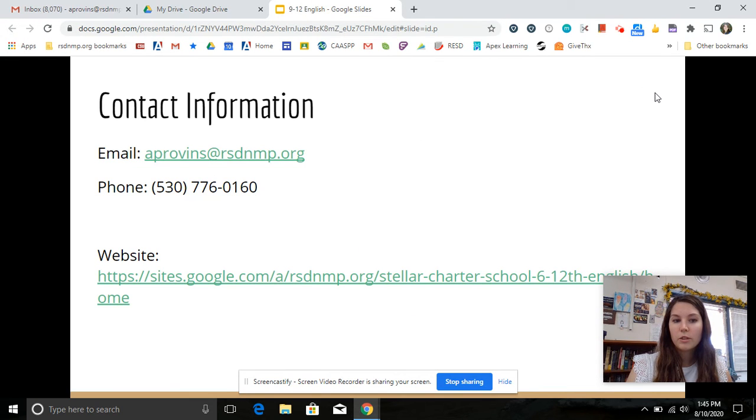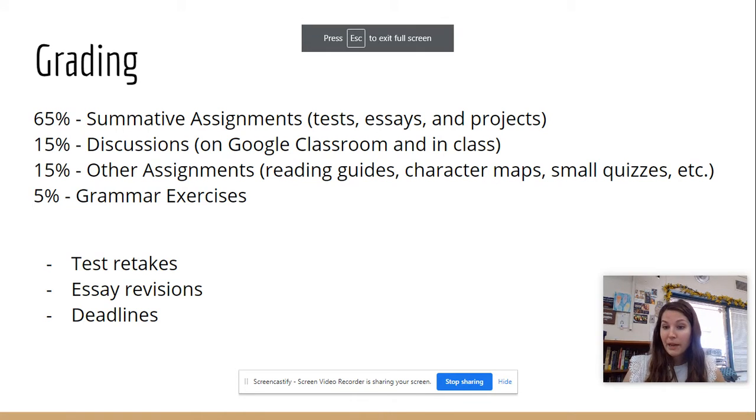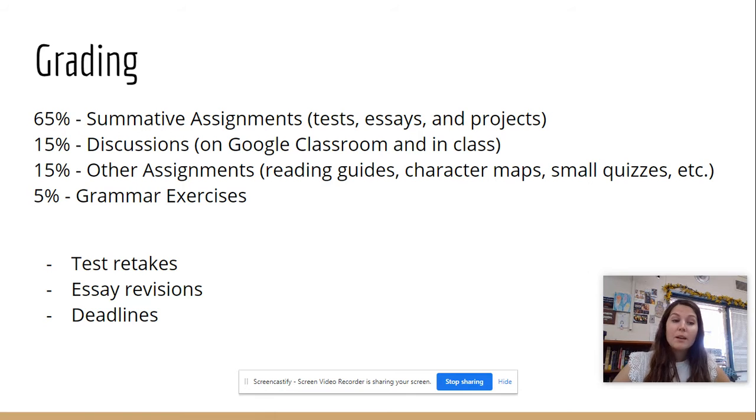All right, so let's talk a little bit about grading. We will go more in detail on the first day about grading, but just so you have an idea, 65% of your grade is summative assignments. These are tests, essays, projects, etc. These are the big assignments at the end of a unit. Then 15% are discussions. Most of these are on Google Classroom, but occasionally we might have graded class discussions. 15% is other assignments, so reading guides, character maps, small quizzes, things that don't fit into the category of discussions or summative assignments. And finally, 5% of your grade is composed of grammar exercises, which will be completed weekly.